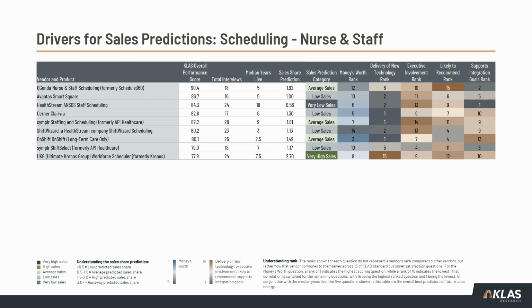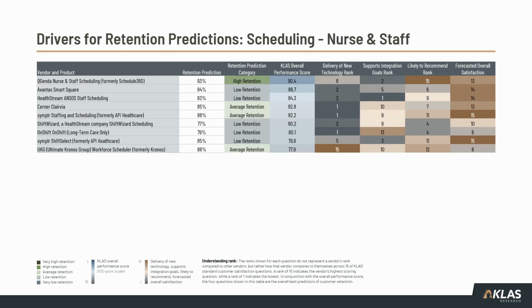So when we look at our rankings, you can see that they have the highest sales prediction because of this. And also, you can see that QGenda has a really high likely to recommend compared to others in the market. When looking at this market segment, QGenda has the highest retention. They have both the highest performance and likely to recommend score, and are really leading the market there.